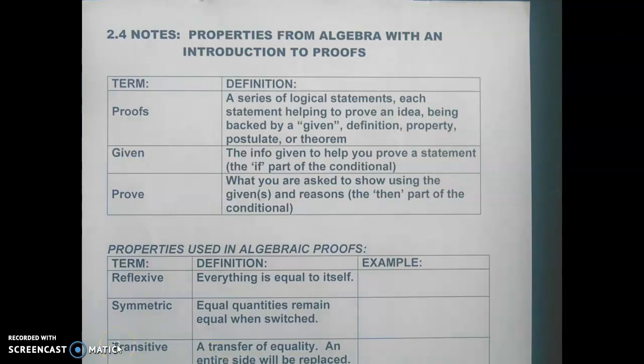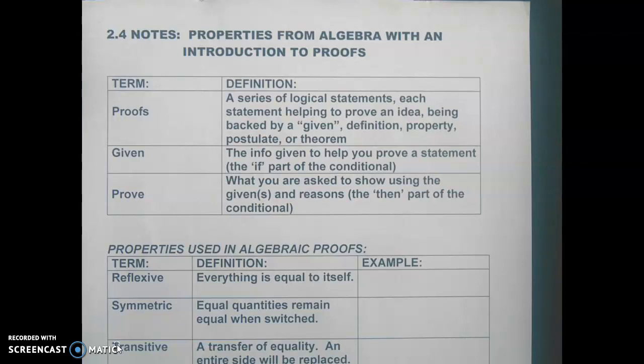Hello, Ms. Treadway here. We are starting our 2.4 notes, and we are going to be talking about another type of proofs. So we talked about paragraph proofs previously, and now we are going to get into what are called two-column proofs. So before we do that, let's talk about some little housekeeping things, some definitions.